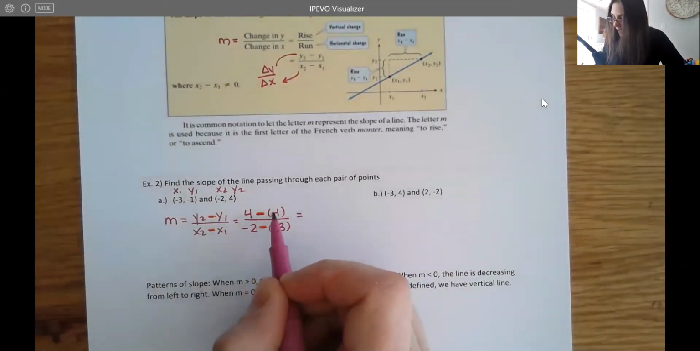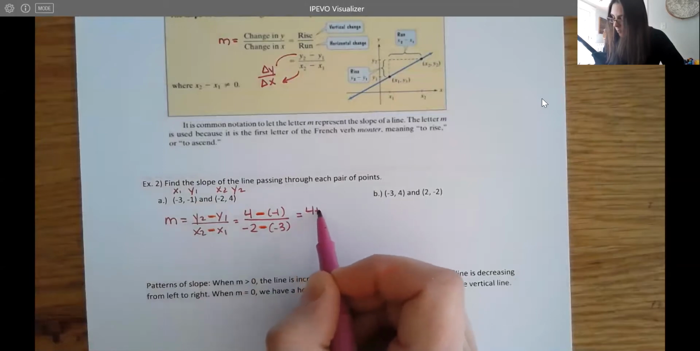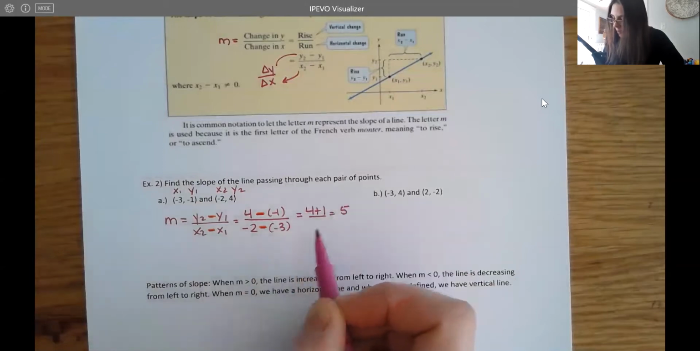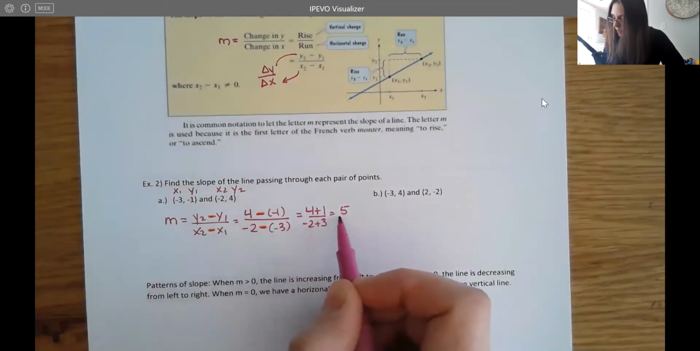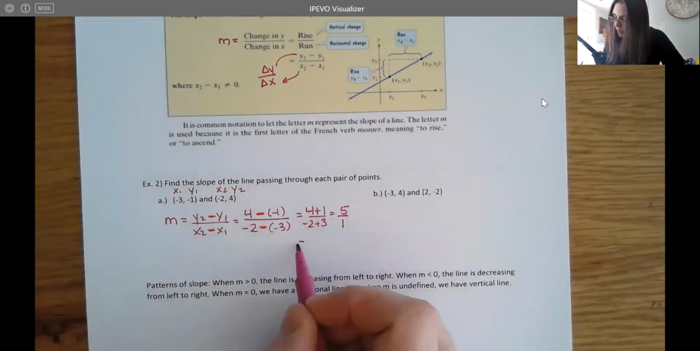Now, a negative and a negative here become a positive, so this becomes 4 plus 1, which is 5. And then here again, a negative and a negative becomes a positive, so this becomes 2 plus 3, which is just 1. So our slope here is 5.